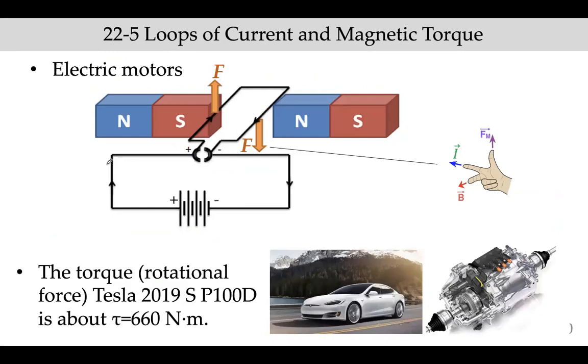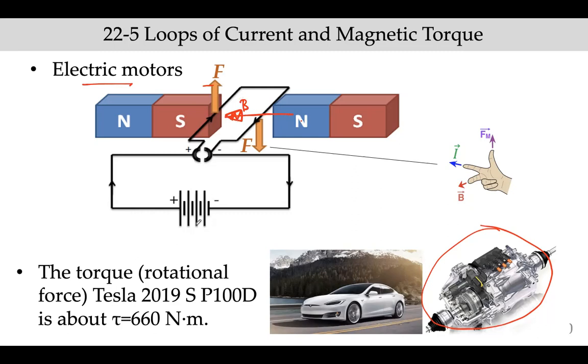Now let's move to loops of current and magnetic torque. Now we have a scheme of an electric motor. In electric motors, there's usually a coil and magnets. In this case, the coil is here. Of course, it has several turns. Here, only one turn is shown, but in principle, it has several turns. And you also have magnets. They produce a constant magnetic field. In this case, with north and south, you have magnetic field in the left direction.